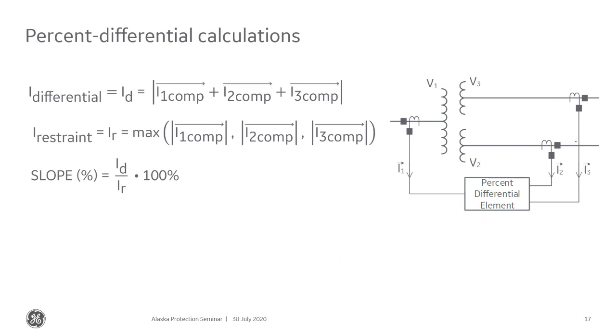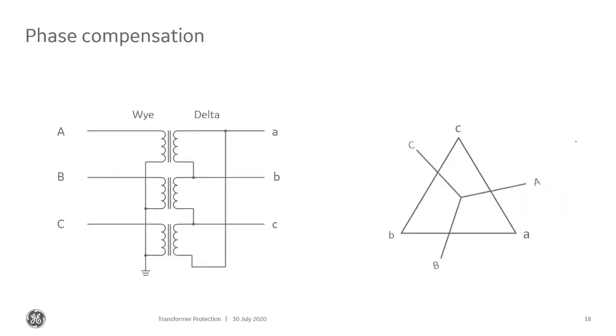Restraint, again, it is going to be the maximum of those compensated values. And then the slope is actually the ratio of the differential to the restraint. And it's expressed as a percentage, and that's why that 100 is there. So let's talk about compensation.